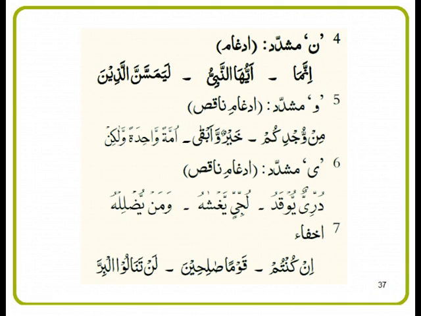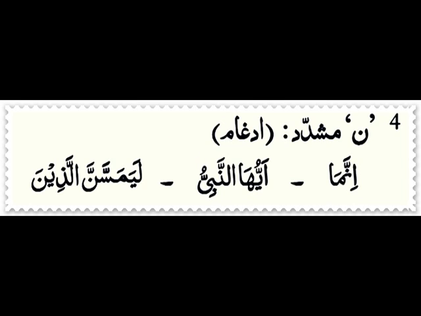Now the fourth type of letter that has to be prolonged is noon mushaddad. We know that whenever there is a noon which is mushaddad, which means that it has a sign of tashdid, it has to be prolonged. In the first example, we have a noon which has a tashdid, hence we have to prolong it.